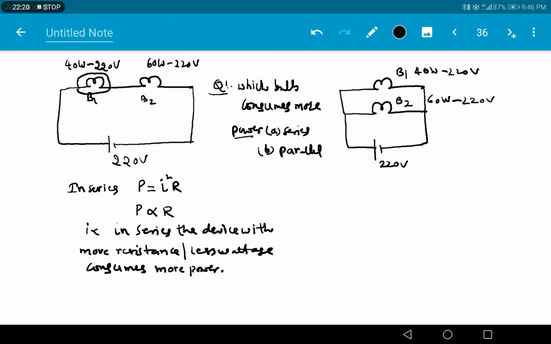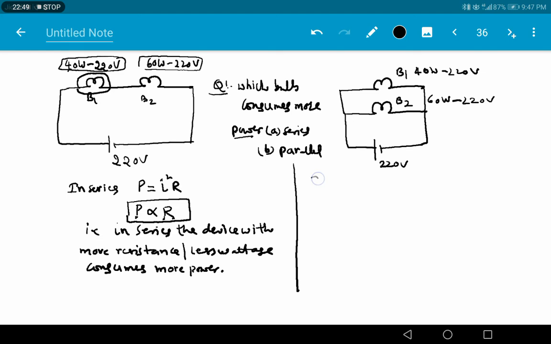Why? Because in series combination, power consumption by the device is directly proportional to resistance of the device. As the resistance of the device is more, power consumed by the device is also maximum. So how to identify the maximum resistance? By using the information of this rating. If the wattage is less, resistance is more. If wattage is more, resistance is less.